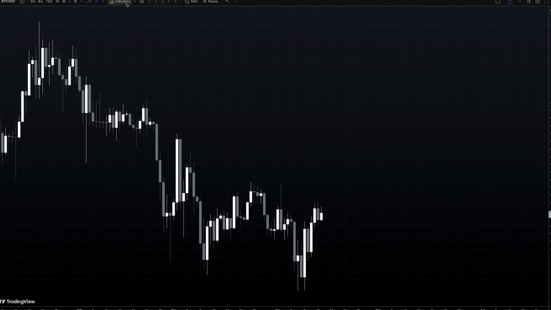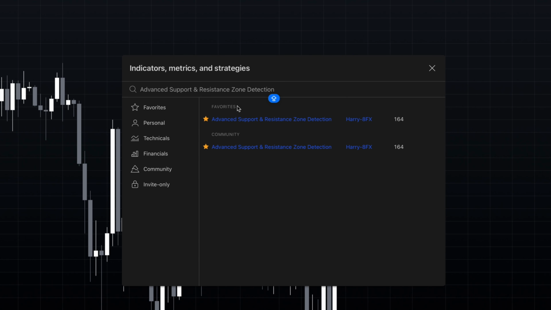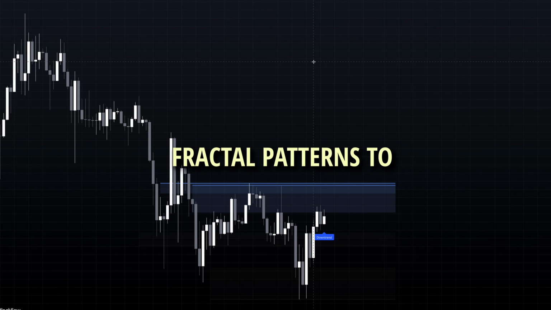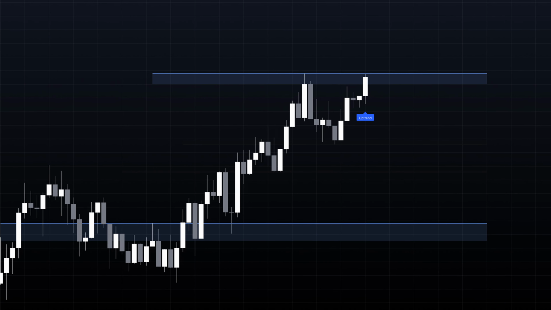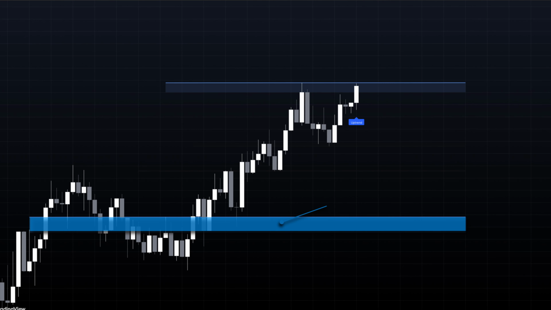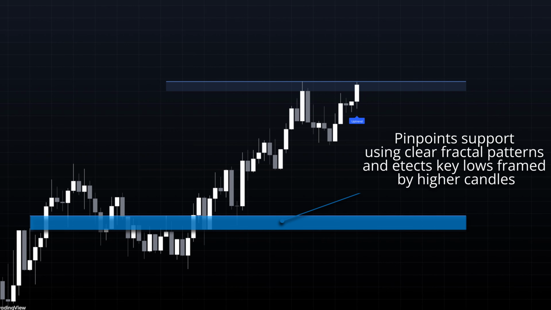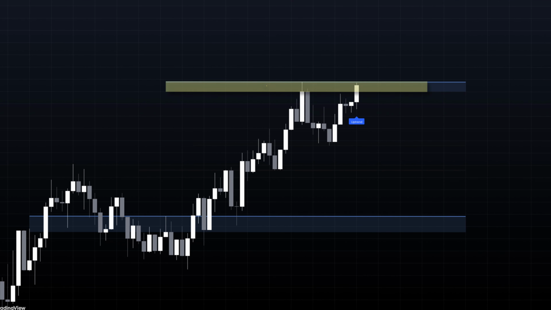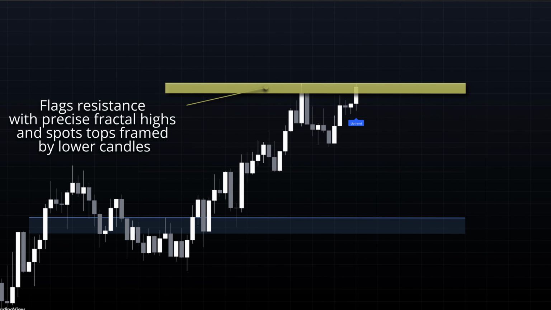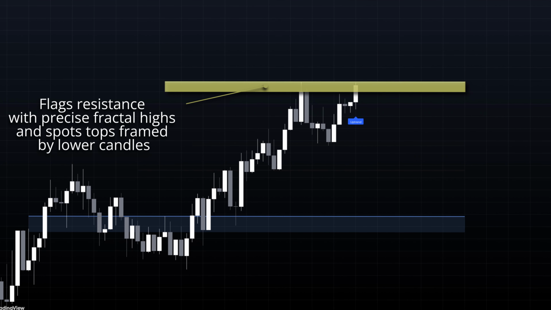This advanced support and resistance zone detection, developed by Harry CTC, identifies key market turning points using Williams fractal patterns to detect potential support and resistance areas. Unlike simpler indicators, it looks for specific fractal formations: downward fractals for support, lower lows surrounded by higher lows, and upward fractals for resistance, higher highs surrounded by lower highs.